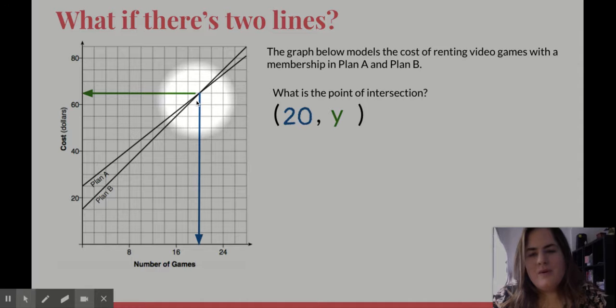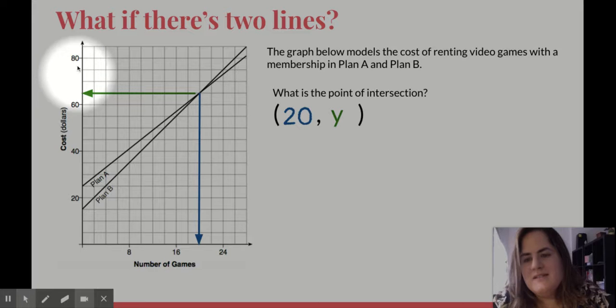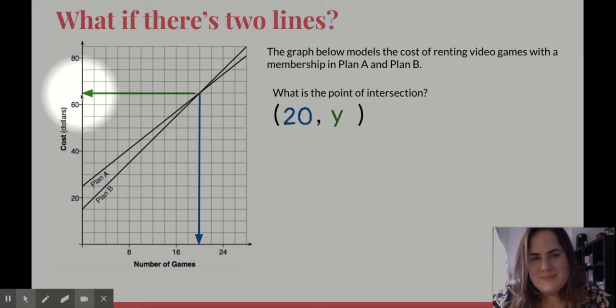To get the other coordinate, I start at my point of intersection, go to the y, I have 60, and then I'm missing a number. If this is 60 and this is 80, 70 would be right in the middle, so this is going by 5's. What would my y value be? If you said 65, you're correct.